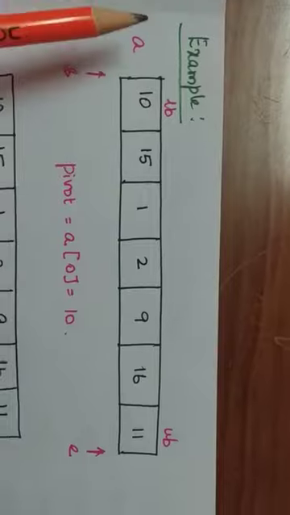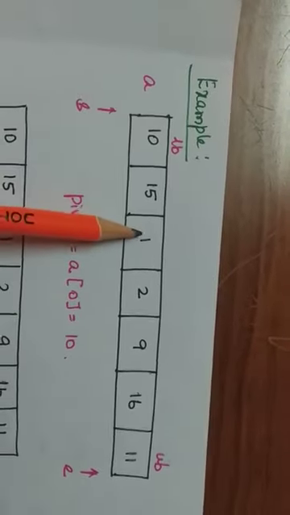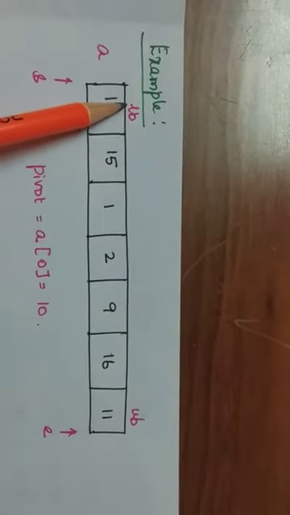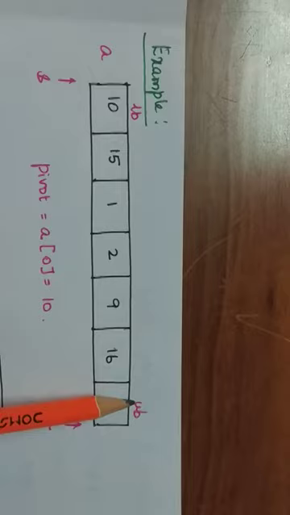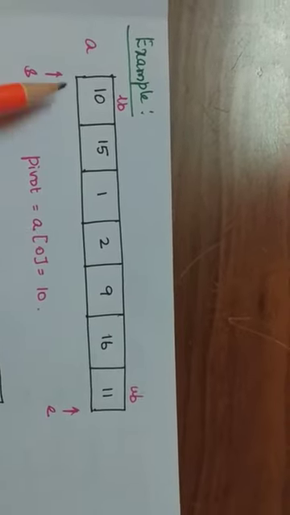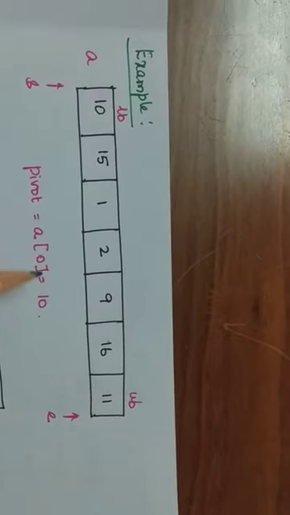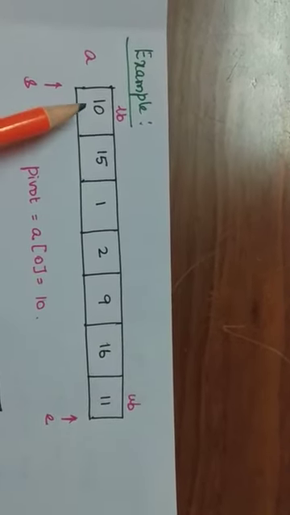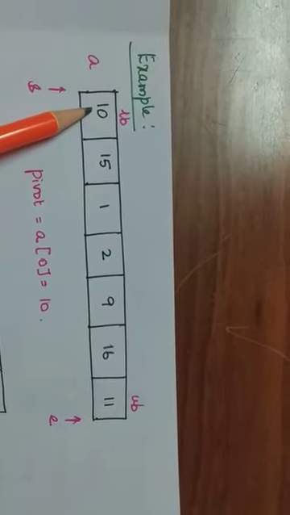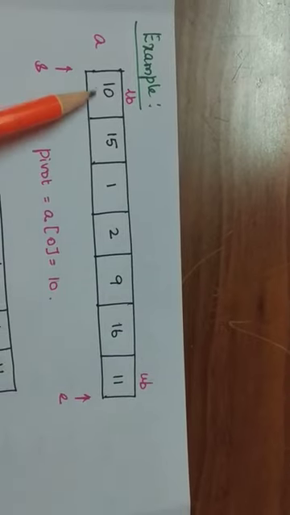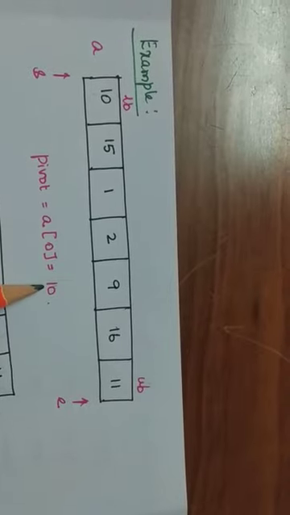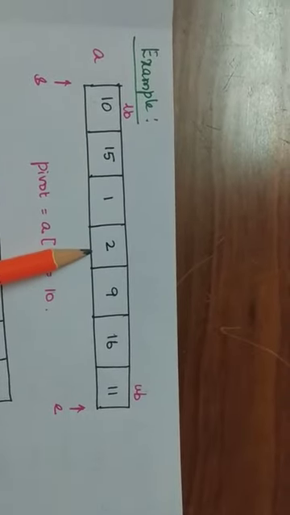So let's consider an example of an array A which has 10, 15, 1, 2, 9, 16 and 11. We call this the lower bound and this an upper bound. In this example I have chosen the pivot element as the first element, that is A of 0, which is equal to 10. Now we have to find what is the position for this particular pivot element in this array. Totally we have 7 elements, so we need to find out what is the position of 10 in these 7 elements.